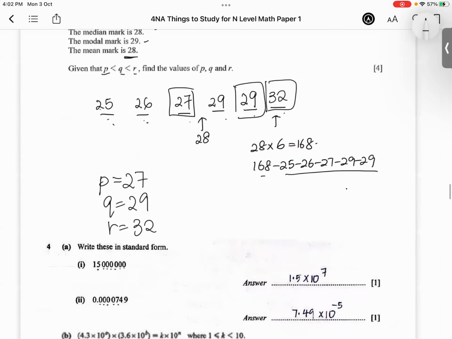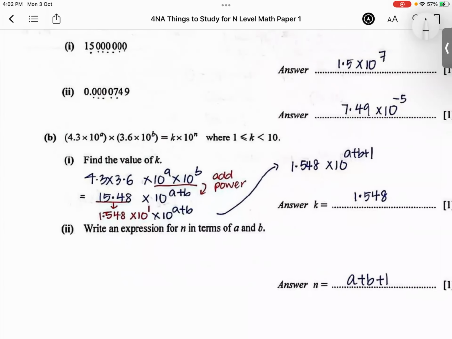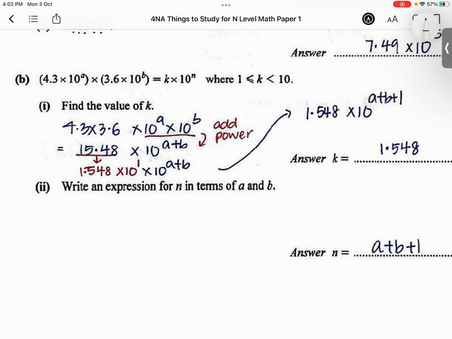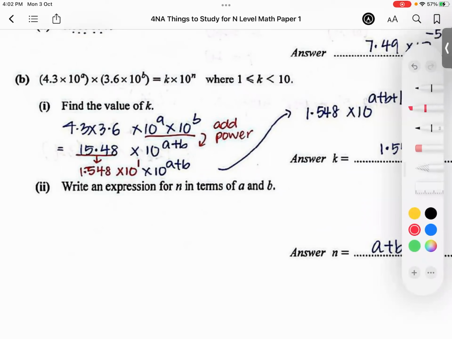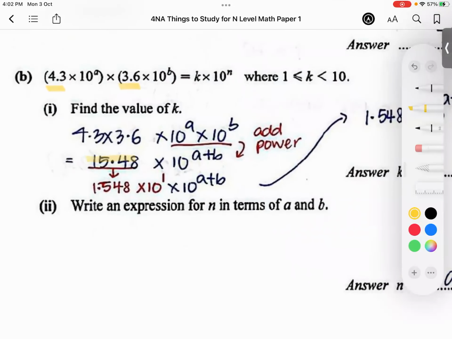Next one, for standard form, I believe most of you know how to do. I took this question out from paper 2 just to highlight multiplication of standard form. When we have multiplication of standard form, numbers 4.3 with 3.6, I multiply it, I get the number 15.48. Powers with powers, this is not multiply. When we have multiplication, the powers add together. So it's A plus B.